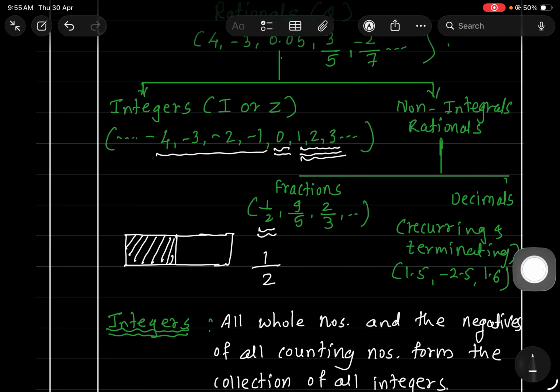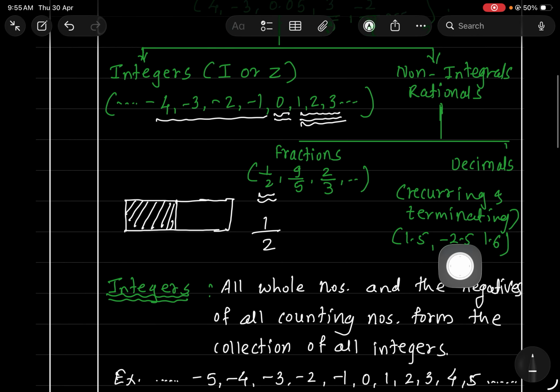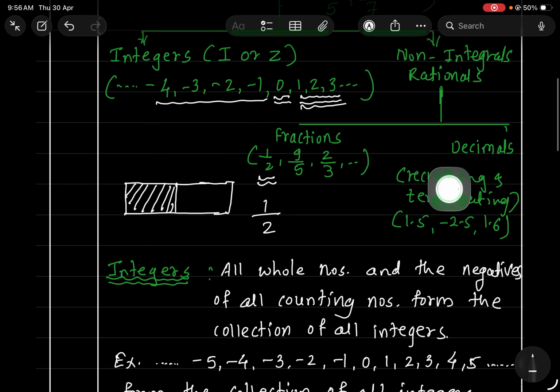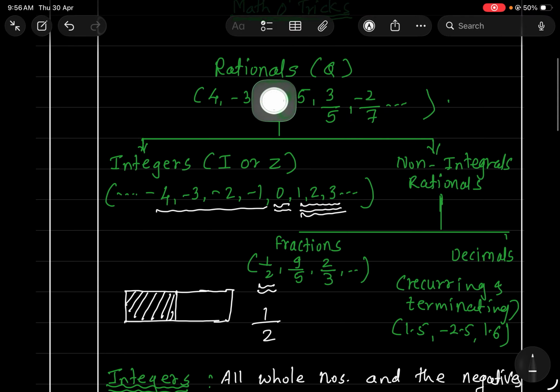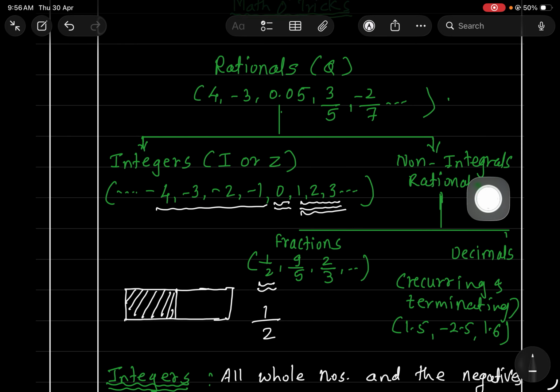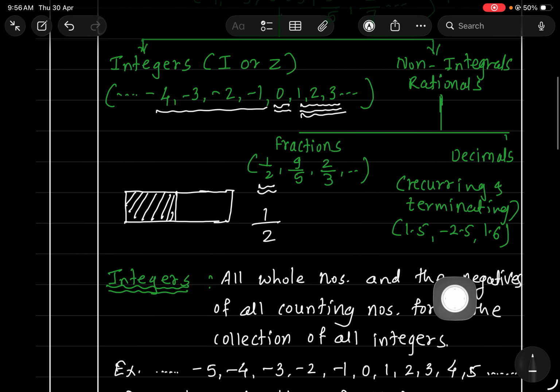Now these are the decimals. Decimals can also be written in numerator and denominator form, but in decimals the denominators are powers of 10. So there are decimal points here. Suppose 1.5. 1.5 actually means 15 upon 10. If you divide 15 by 10, you get 1.5. In decimals, there are two things, recurring and terminating. We'll see the details again. By this chart we studied rational numbers, integers and non-integrals, and then fractions and decimals.